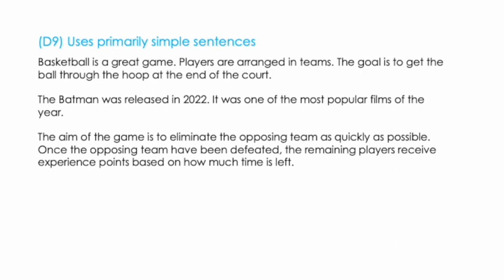The second example reads, "The Batman was released in 2022. It was one of the most popular films of the year." This is a great example of where 2 simple sentences could easily be combined to create a more complex sentence using a noun group. The third example reads, "The aim of the game is to eliminate the opposing team as quickly as possible. Once the opposing team have been defeated, the remaining players receive experience based on how much time is left." In this third example, we're going to look at how we can use a binding conjunction to create a stronger relationship between these 2 pieces of information.